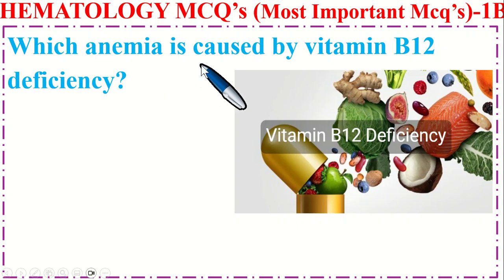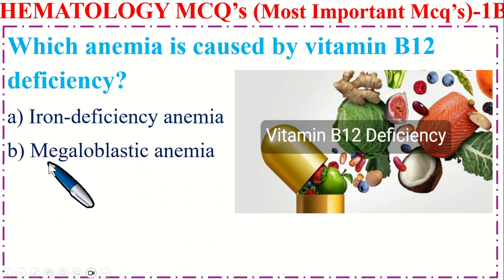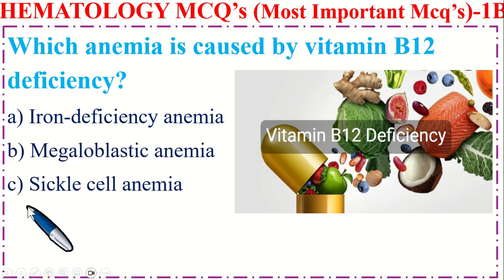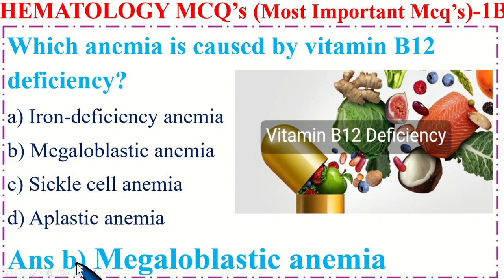Which anemia is caused by vitamin B12 deficiency? Option A, iron deficiency anemia. Option B, megaloblastic anemia. C, sickle cell anemia. And option D, aplastic anemia. So the correct option is B, megaloblastic anemia.